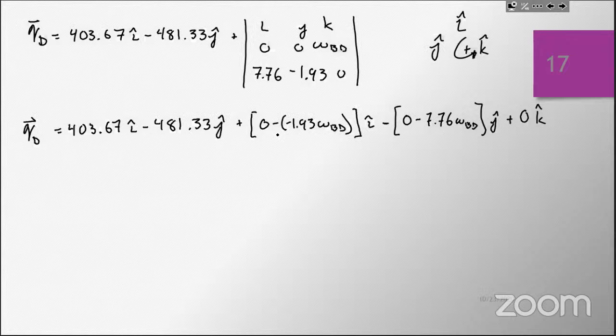What about the last one? We cover up K, I cross J. What do we get? Zero. So we get something that looks like this. And we would expect to get zero in the K because this is a plane motion. There's no motion in and out of the page here. Everything happens in the X and Y direction. So it would make sense that we don't get anything coming in and out of the page. Okay, we'll rewrite this so it looks nice.